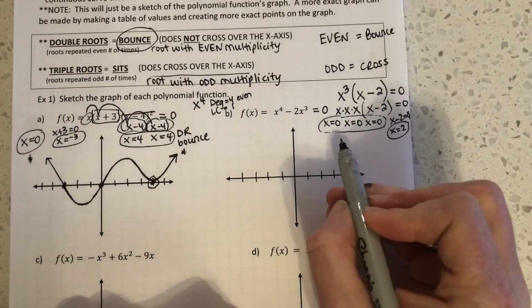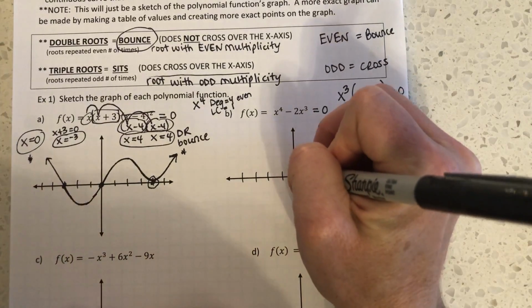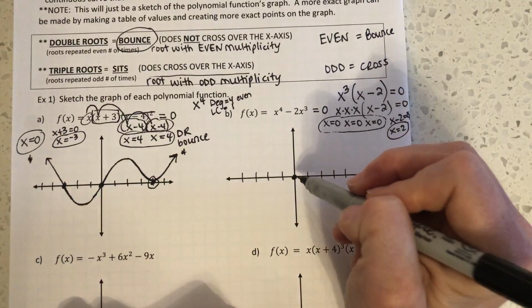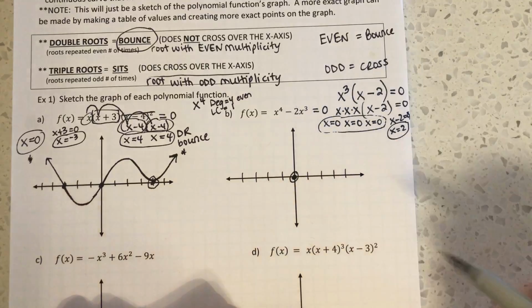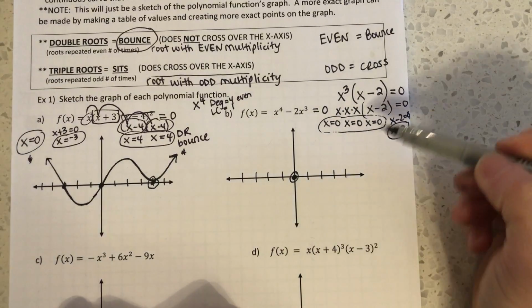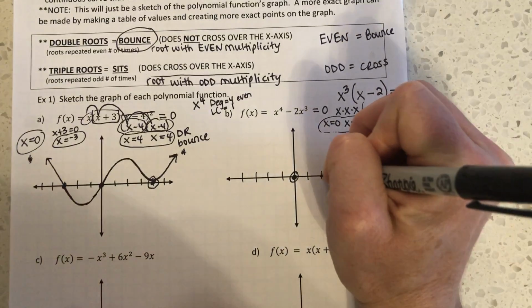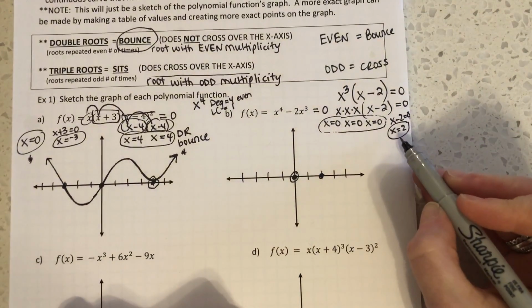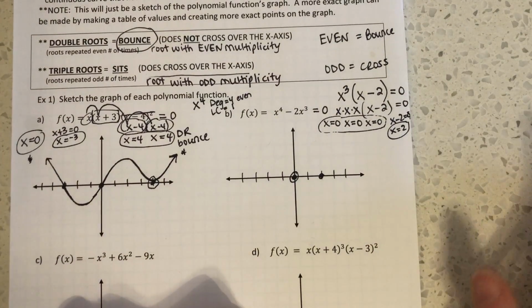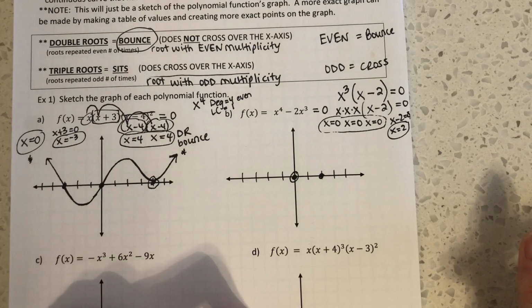All right, so I have an x-intercept at 0, but really it was an x-intercept 3 times. So I put a little circle around it to remind myself that it's special. And then I have an x-intercept at 2. And it was only repeated 1 time like normal, so it's a completely normal x-intercept, and the graph will just cross over the x-axis like normal.